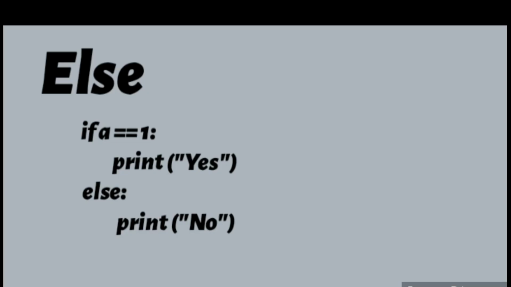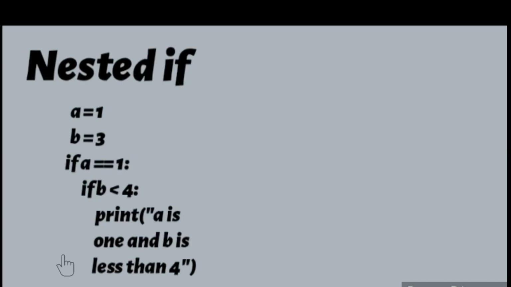This is the syntax of else statement. We are checking a condition that if a is equal to 1, print yes, else print no. Don't forget to put a colon after each conditional statement. This is the syntax of elif statement. If true, print a, elif false, print b, else print c. That's simple.